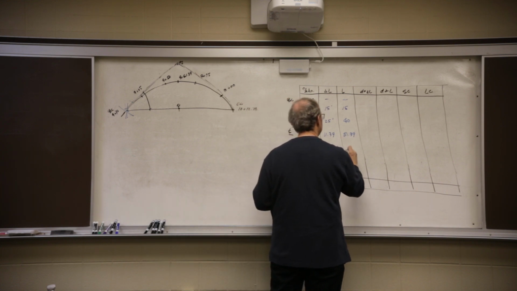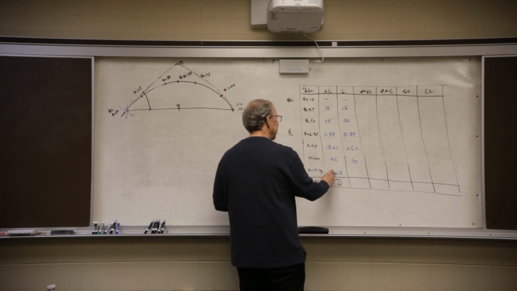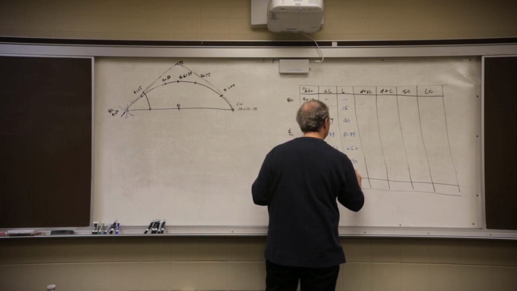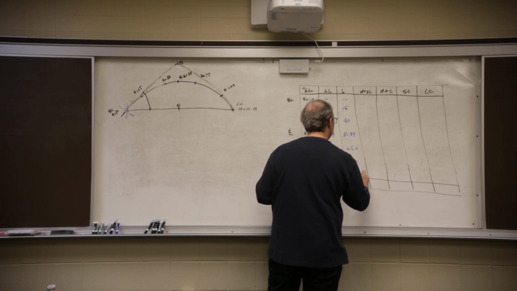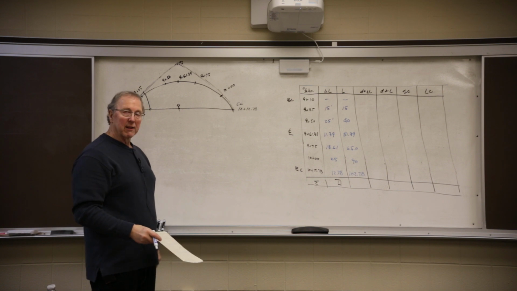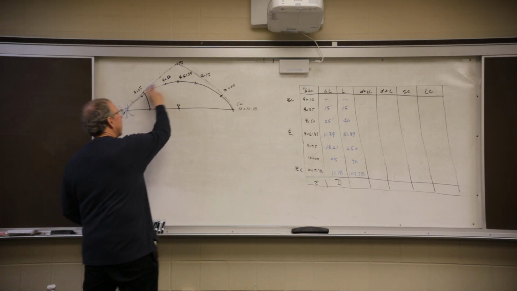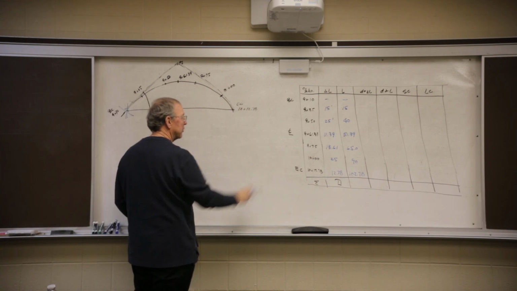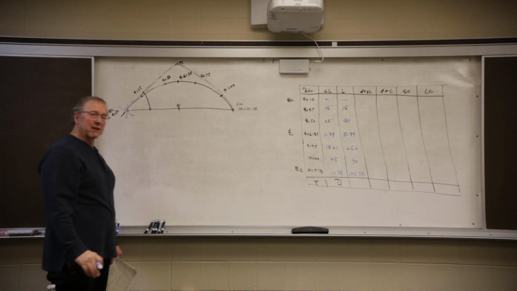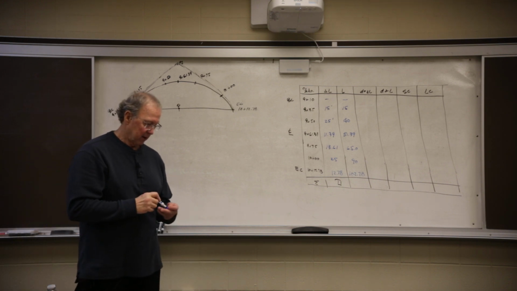51.39 plus this is 65. 65 plus 25 is 90. And 90 plus 12.78 is 102.78. And that should look like something that you've already calculated. That's the length of the curve, which makes sense. From the beginning to the end is 102.78, and that is the length of the curve. So there's your L's and delta L's.